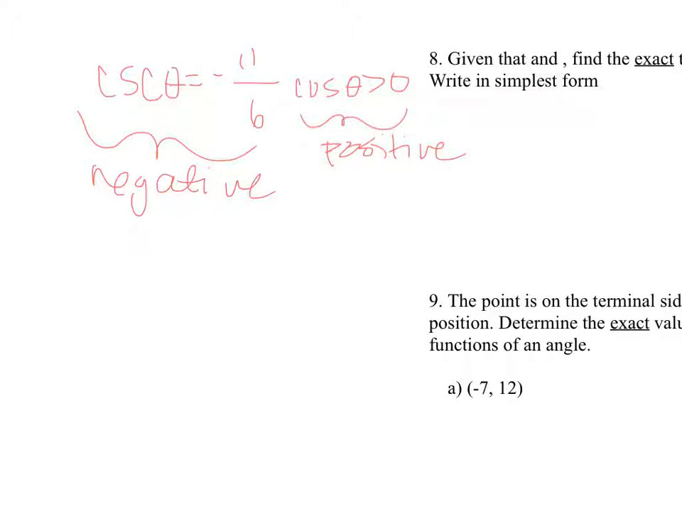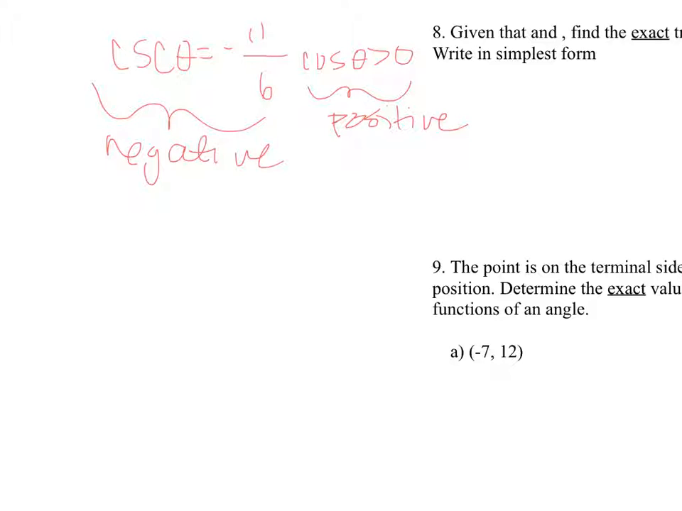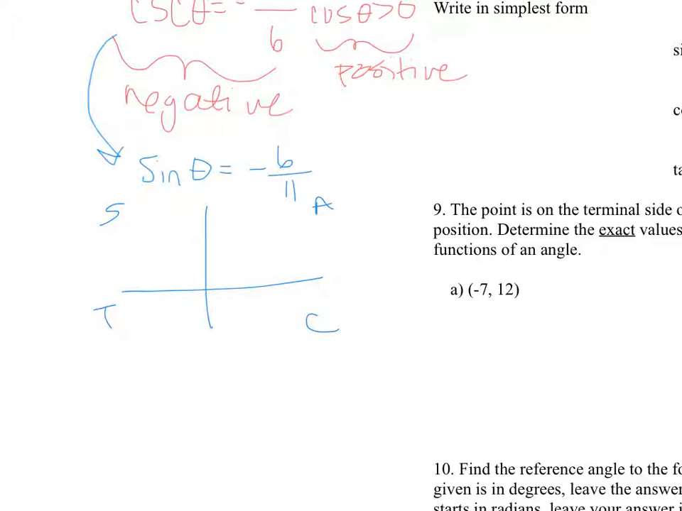Okay, so for problem number 8, it might be a little bit harder, but it's similar to number 7. So if it says cosecant is negative 11 over 6 and cos is greater than 0, meaning it's positive, I like to work with sine and cosine. So I just take the cosecant and I pretend that it's the sine of theta, which is negative 6 over 11. We're allowed to do that because we're referring to the same triangle. So we look at one restriction at a time.